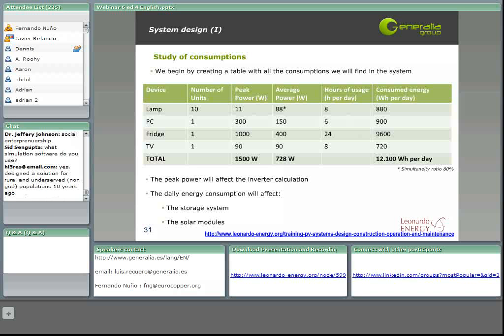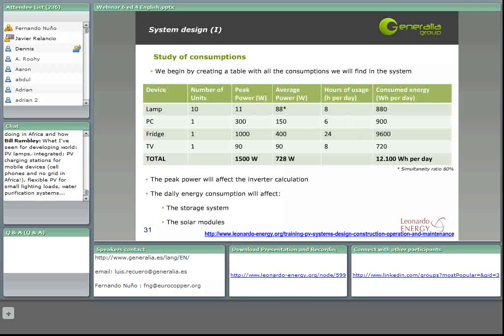This average power is less than the peak power, because as you can see, the peak power, for example, from the fridge will be 1000 watts, but the fridge motor will not be working the whole day. So the average power, we can consider it about 400 watts.